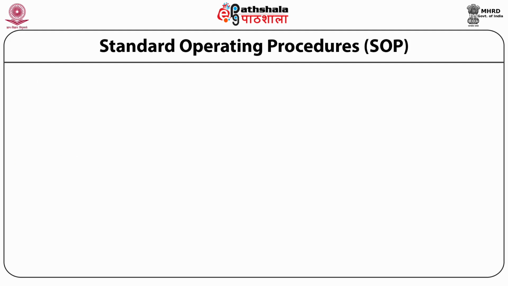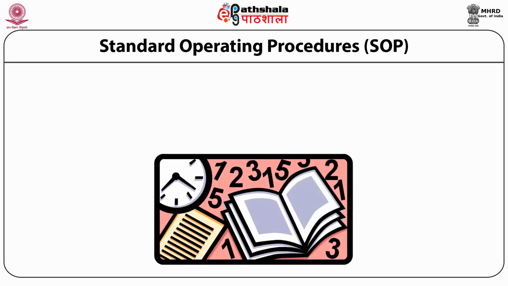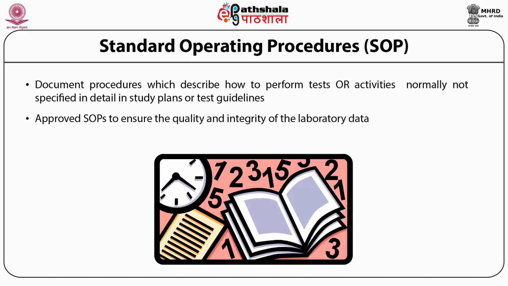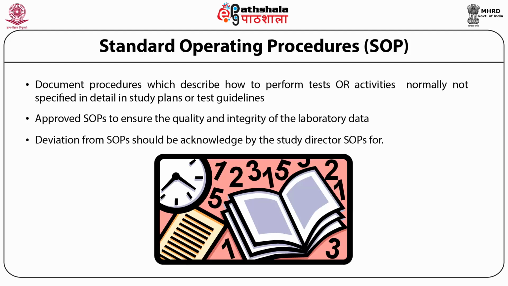The seventh principle is standard operating procedures, or in short called SOPs. SOPs are documented procedures which describe how to perform tests or activities normally not specified in detail in study plans or test guidelines. These SOPs are approved to ensure the quality and integrity of the laboratory data. Deviations from SOPs should be acknowledged by the study director.